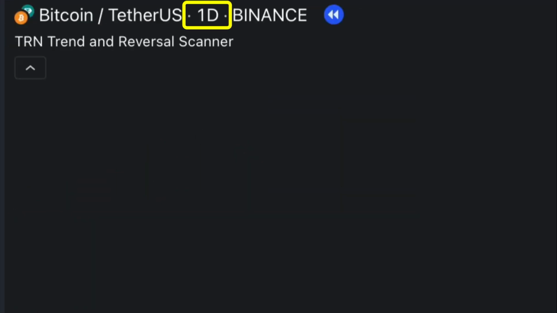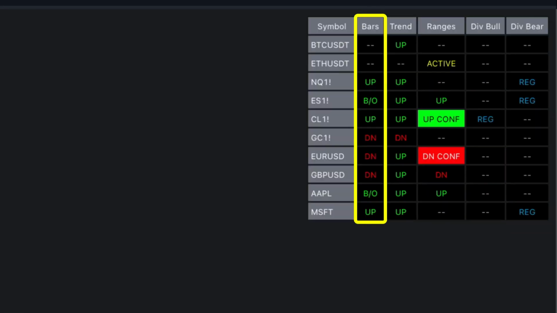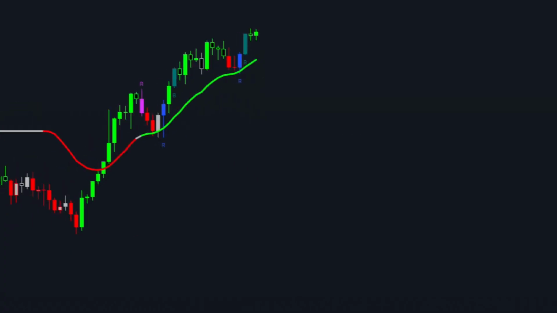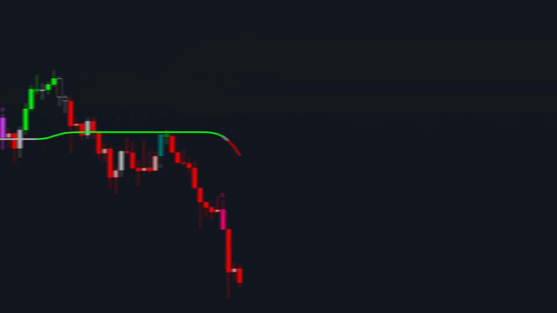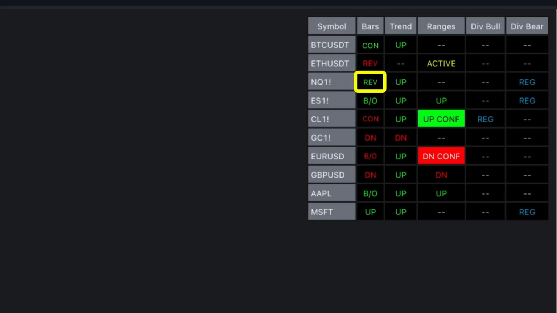selected in TradingView. The second column indicates the status of our trend bars, whether they are in an uptrend or a downtrend. Moreover, any discovered bullish reversal bars are displayed in green, while bearish reversal bars are depicted in red. Additionally, identified bullish continuation bars are represented in green and bearish continuation bars are highlighted in red. Likewise, any detected bullish breakout bars are showcased in green, while bearish breakout bars are showcased in red.